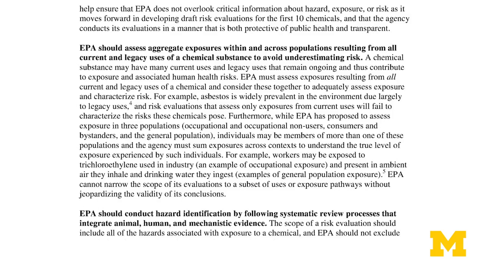So in this paragraph, we see up here, "The EPA should assess aggregate exposures within and across populations, resulting from all current and legacy uses of a chemical substance to avoid underestimating risk." And all of the rest of the paragraph is about supporting this idea. So you've got an example here with asbestos. You've got another example here in terms of workers being exposed, etc. These are all supporting facts backing up the core idea of why aggregate exposures should be assessed from both current and legacy uses of a chemical substance.